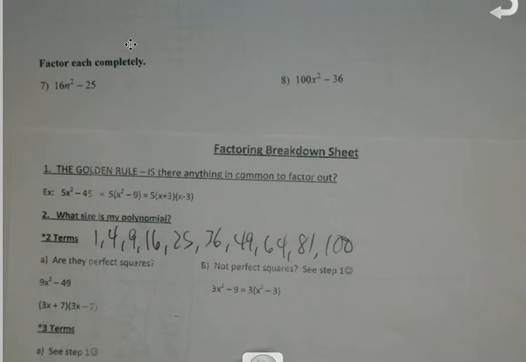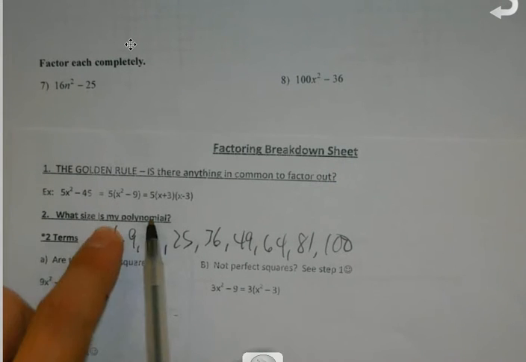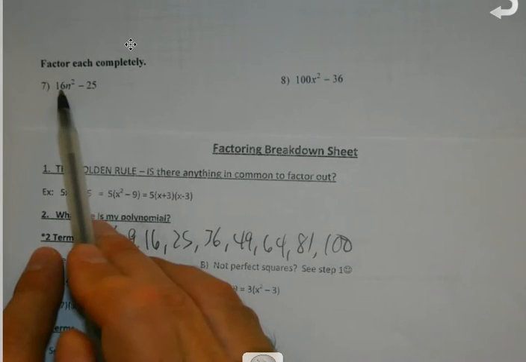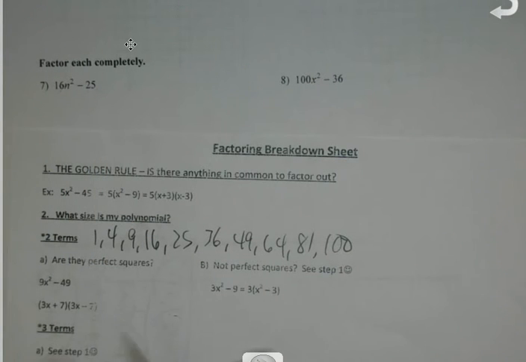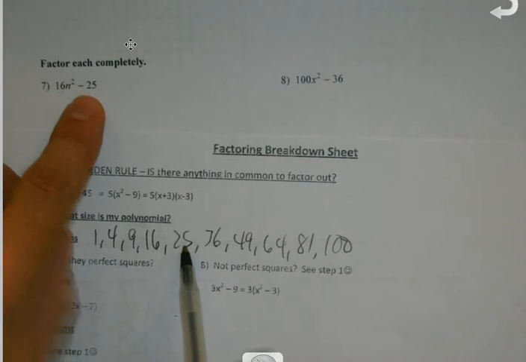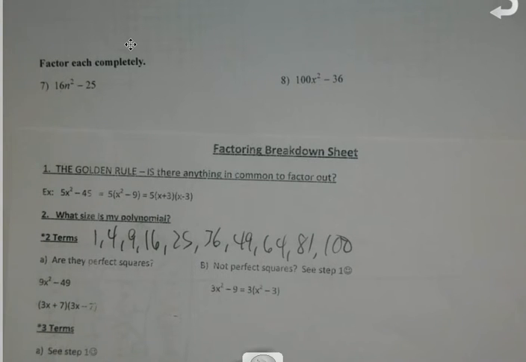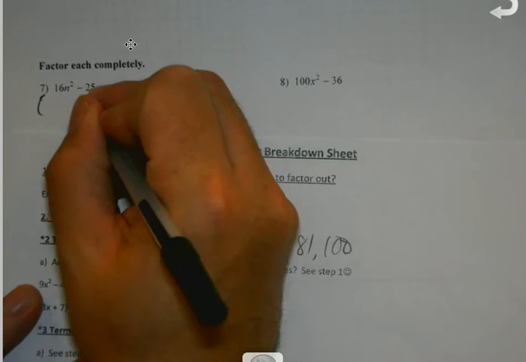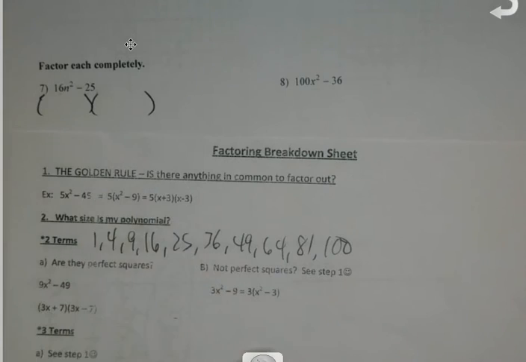But then when I go, what size is my polynomial? It's 2 terms. There's 16n squared, there's 25, okay. Are they perfect squares? Oh, I don't know. Well, 16, 25. Oh, yeah, they are. Now, if I don't know what the square root of those are, if I don't know what to square to get 16 or to get 25, I'm not completely out of luck.